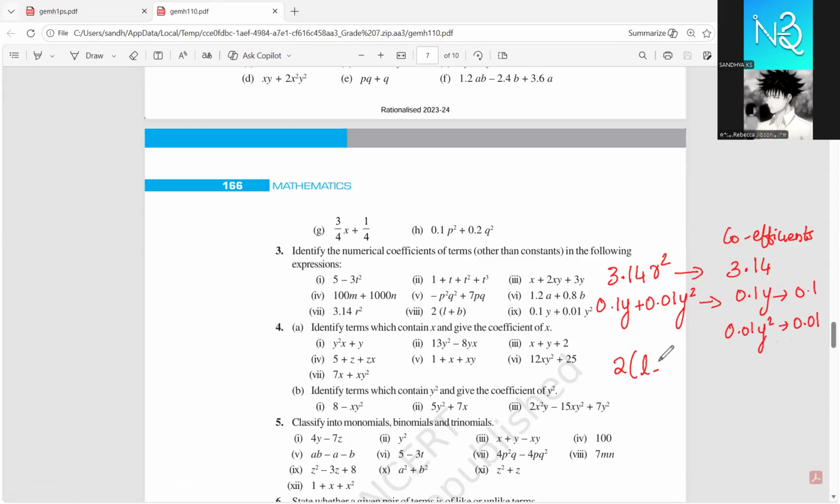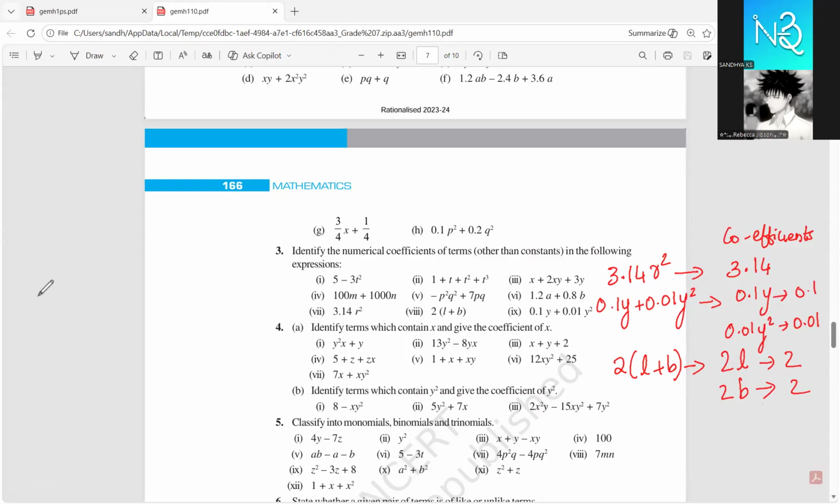Next, 2 bracket L plus B. Here we have two terms actually. 2L is one term, 2B is one term. Coefficient of 2L is 2. Coefficient of 2B is 2. Multiplying the number.